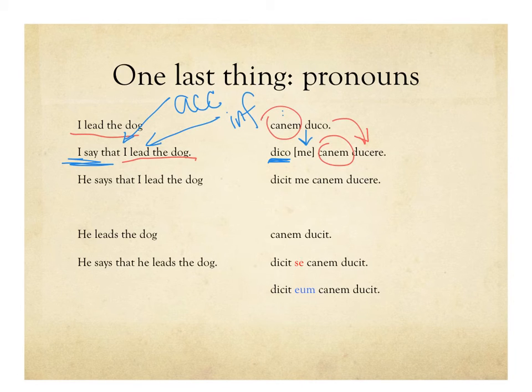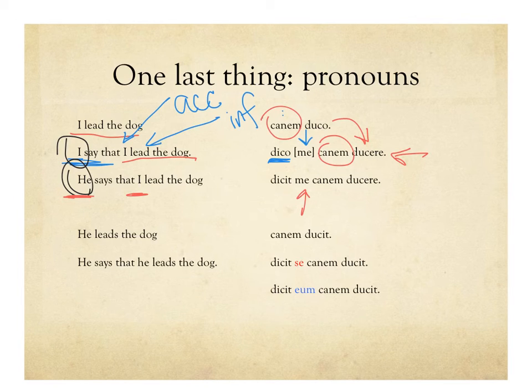And likewise, we're going to absolutely need it if I change this I to he. Now suddenly our subjects are different, right? He and I are not the same. He says that I lead the dog. Now the me is absolutely necessary, right? Dicit me canem ducere.